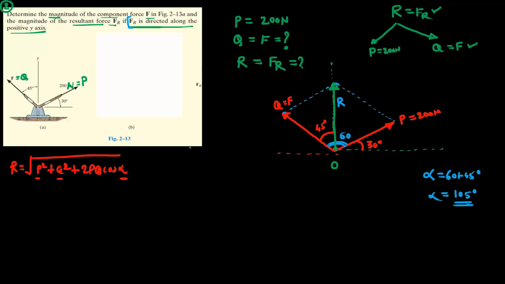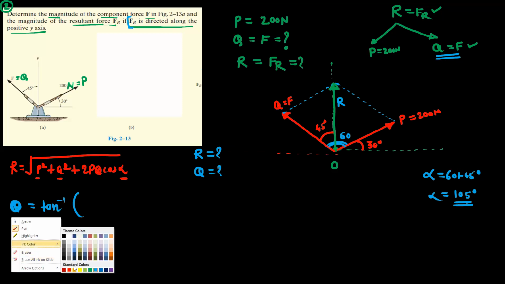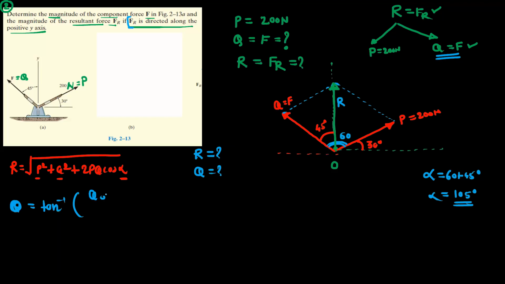Now use this law of parallelogram to find the R, and second is the force Q. So we have a total of two unknowns. One is the resultant and second is the component of the resultant, which is the force Q. To determine two unknowns, we must have two equations. So this is the first equation, and the second equation is for theta, which is equal to tan inverse of Q sine alpha upon P plus Q cos alpha.